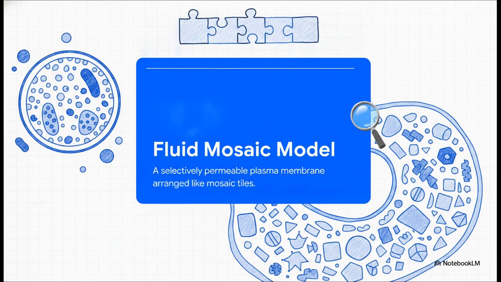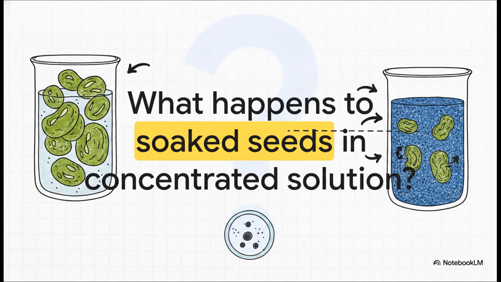Embedded right within this fluid layer are various proteins that act as strict gatekeepers. Because it only allows very specific substances to pass through while totally blocking others, we call it a selectively permeable membrane. And it's this selectively permeable nature that allows gases and water to move in and out through vital processes like diffusion. Let's actually test how this membrane works with a quick thought experiment.